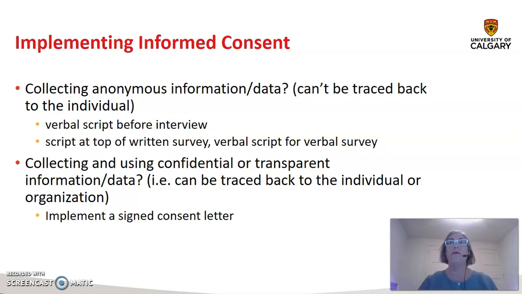So in implementing informed consent, how would you do that? If you're collecting anonymous data, for example, taking a survey on the street or sending a survey through the internet, through Facebook, and you really don't care about their name or their email, then you can just have a verbal script if you're speaking, or a written script at the top of a written survey. That would be somewhere between one to four paragraphs long, depending on how you organize it. It should include all the elements, and there are templates that you can copy to make sure you get it right.